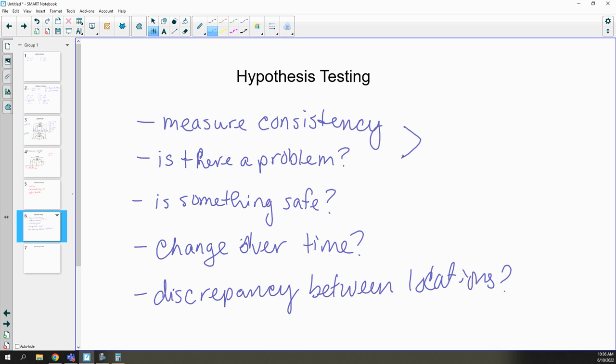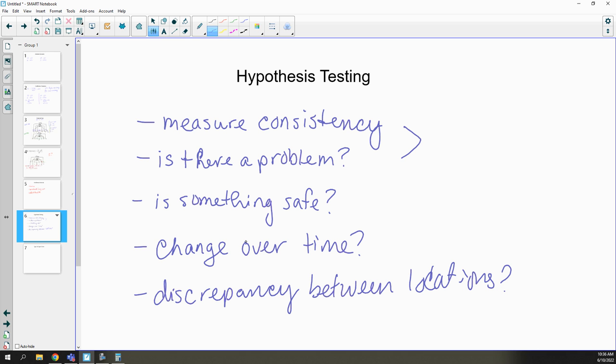To be fair, I'm very much overgeneralizing a lot of this because most of these are not my field of expertise, but it is, as a consumer, easy for us to try and relate to how hypothesis testing could be used in the real world. The next one here, change over time. So when we're talking about change over time, it could be something like, is there a difference in infant mortality rate from the 1960s to the 2020s? Have we noticed a change, right?